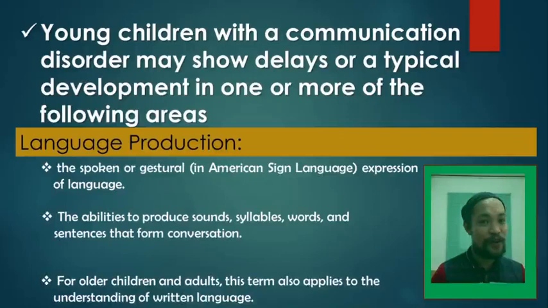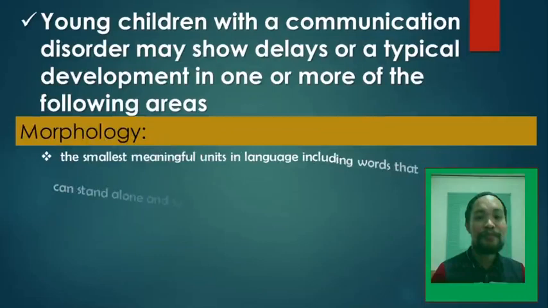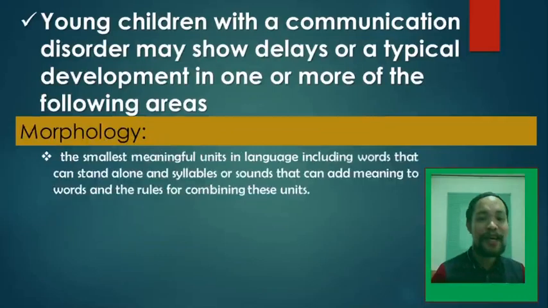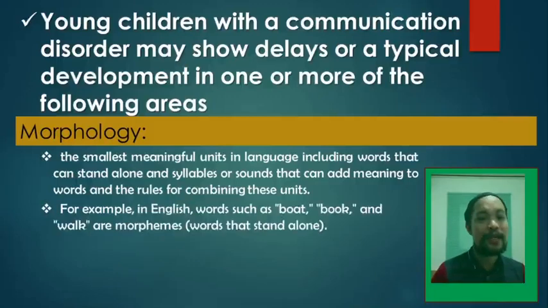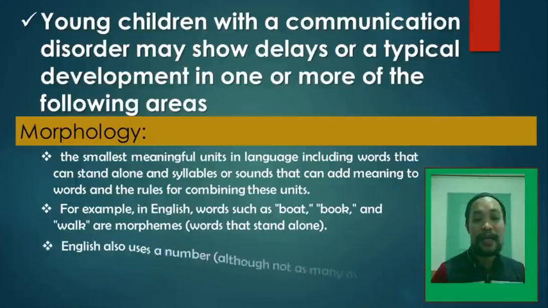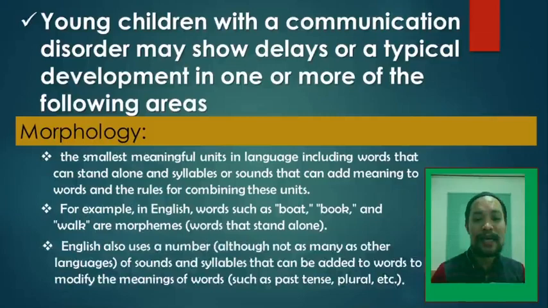Morphology, the smallest meaningful units in language, including words that can stand alone, and syllables or sounds that can add meaning to words, and the rules for combining these units. For example, in English, words such as boat, book, and walk are morphemes, words that can stand alone. English also uses a number, although not as many as other languages, of sounds and syllables that can be added to words to modify the meanings of words, such as past tense, plural, etc. These are termed morphological markers.